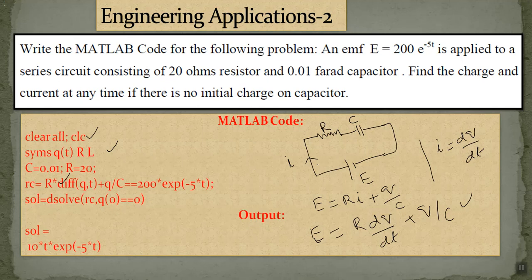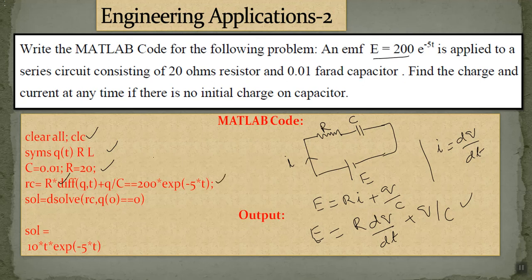Now, Q is a function of t, and R and C values are given. R equals 20 ohms, and the C value is also given. Okay, give the input values. Now the RC circuit equation: R into diff of Q comma t plus Q by C equals E, and the E value is given as 200 into e power minus 5t.